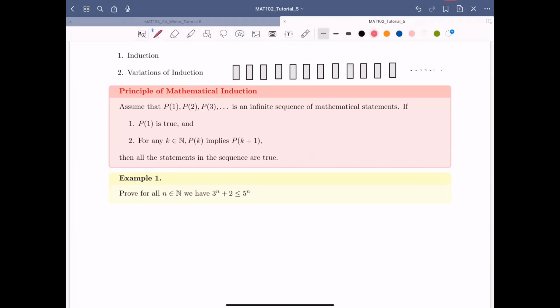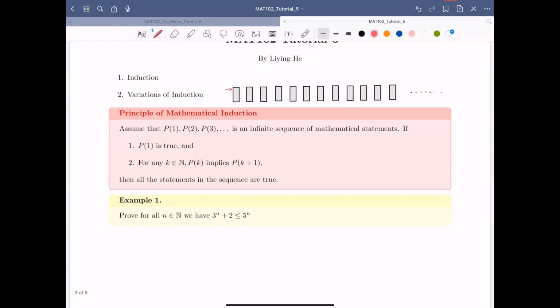One is I pushed this one. I'm gonna use an arrow here to tell you that I pushed this one. That's the first reason. The second reason is no matter which one I pick, I push this one, it's gonna cause the next one to fall. No matter which one I pick, this one, the kth one, will cause the k plus 1th one to fall. That's the only two reasons that all of them will fall.